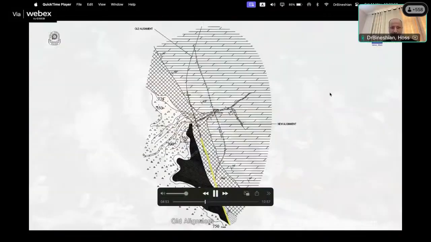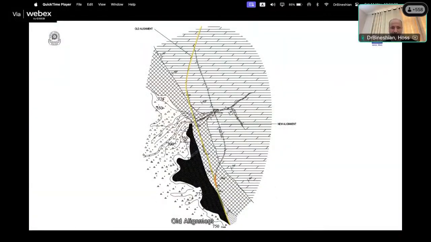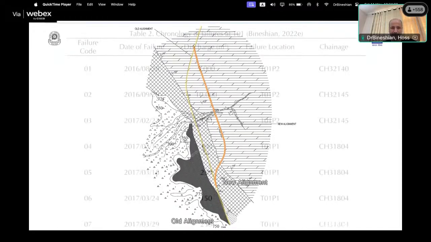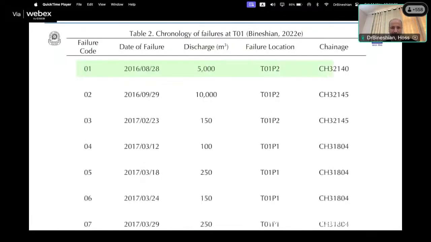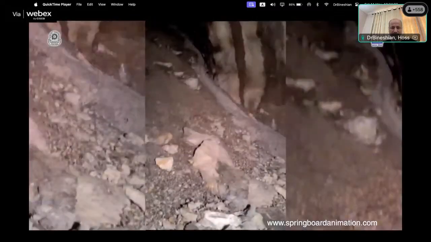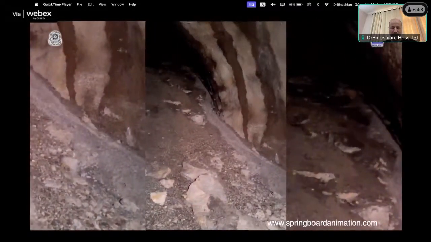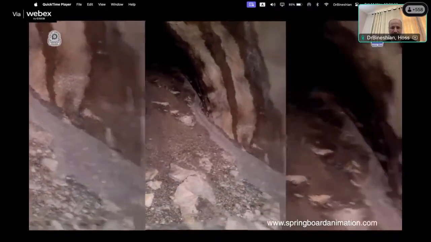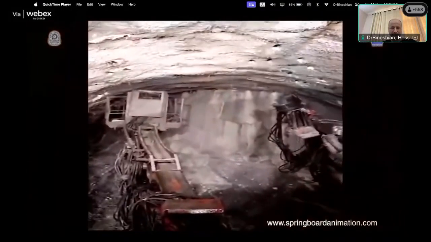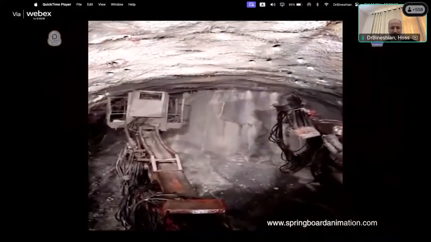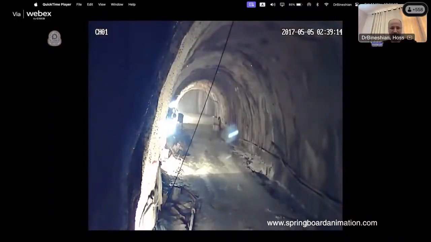T1, along its alignment in the majority of the already excavated length, faced two main hazards: gravity-driven failure zones and squeezing ground behavior. On 2016, August 28th, at CH32140 of P2, a new unpredicted issue was encountered. The same was encountered on another end, P1, on 2017, March 12th, at CH31804.